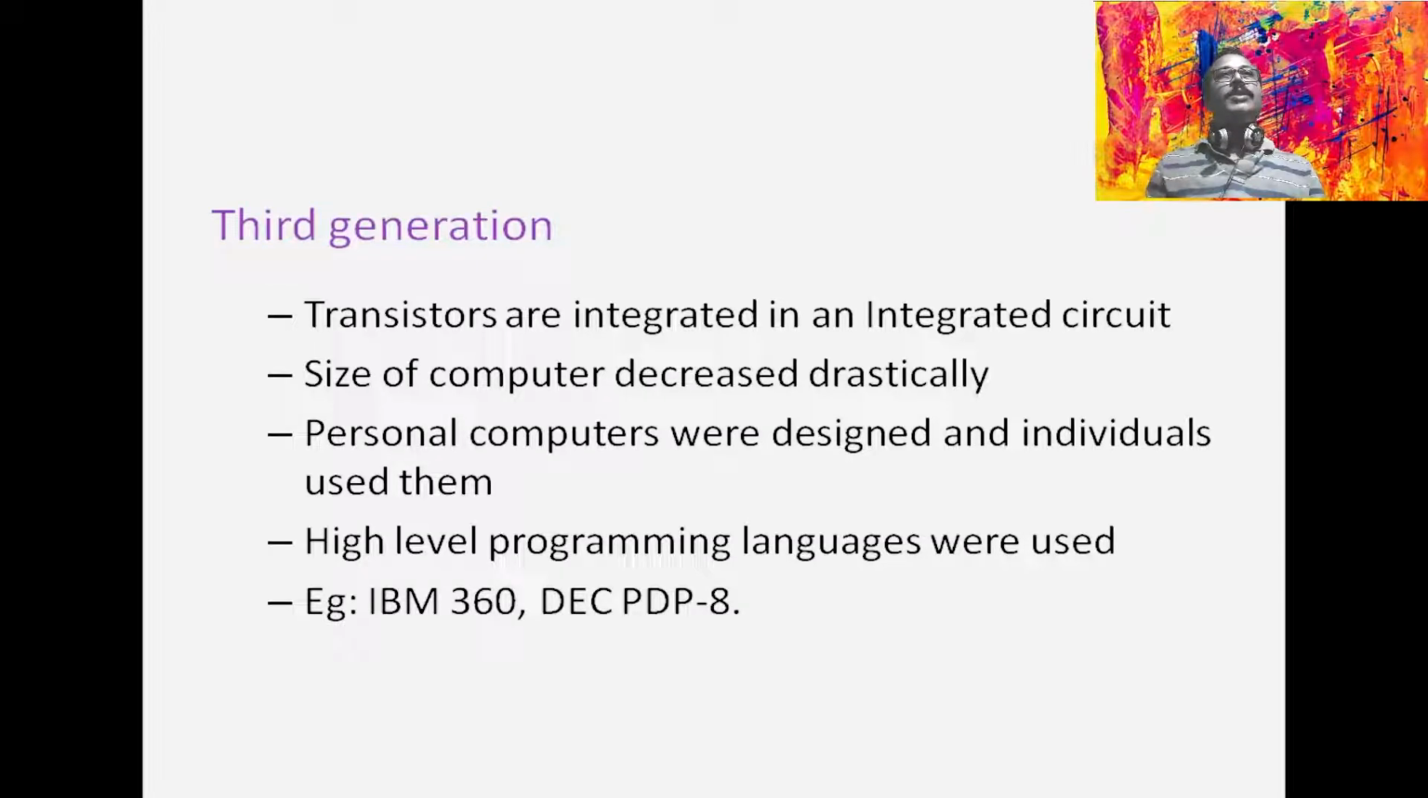Next, third generation of computers. Transistors are integrated, or put inside the integrated circuit. That means an IC chip will be there, and the transistors will be inserted into it. Find the IC here. Is it visible?